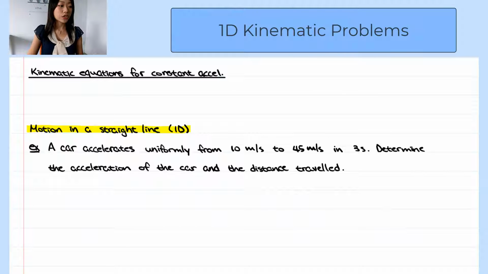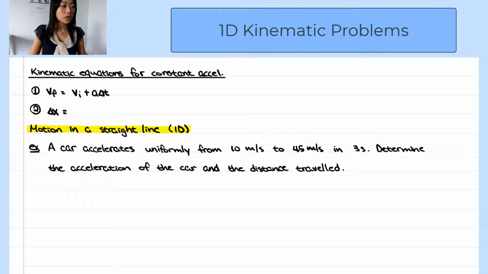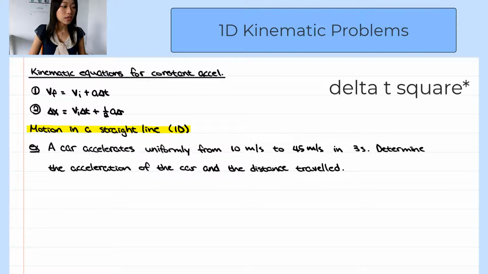The 4 kinematic equations that we derived in the last video: first, final velocity equals initial velocity plus acceleration times delta t. We got this equation by calculating the area under the acceleration graph to get the change in velocity. The second equation, similarly, we calculate the area under the curve in the velocity graph to find the delta x, which equals the initial velocity times delta t plus half times acceleration times delta t squared.